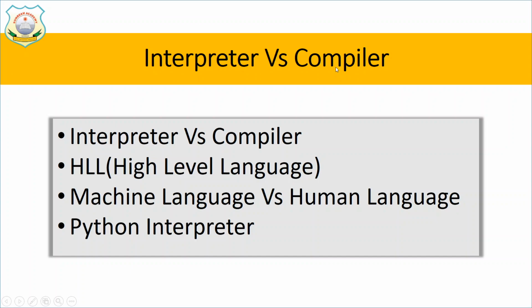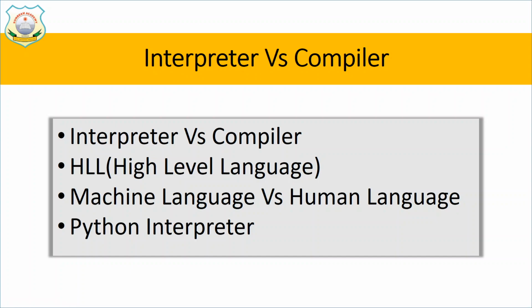So we have interpreter versus compiler, and we are going to look at this. Then the high level language, then machine language versus human language, and the Python interpreter. Now we are going to learn Python in future, and please understand Python uses an interpreter and not a compiler. Java uses a compiler, please understand it, but Python uses only and only an interpreter, please understand this.